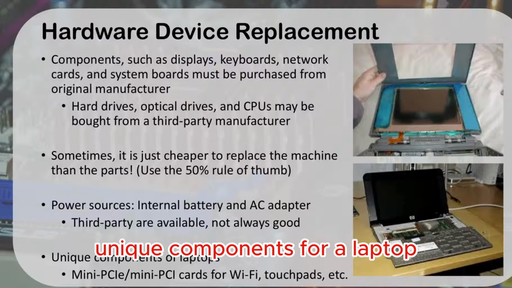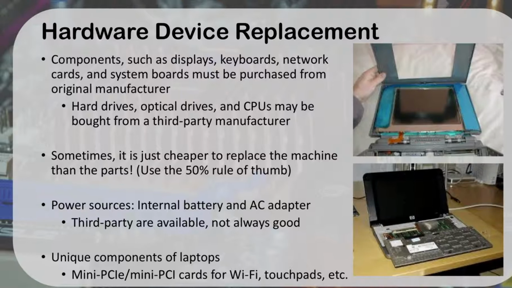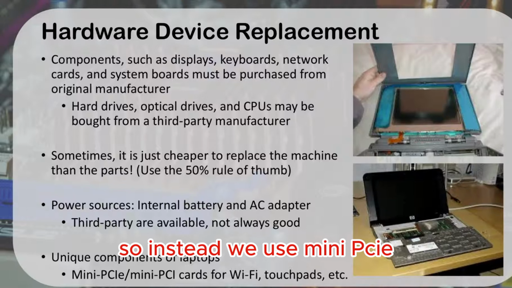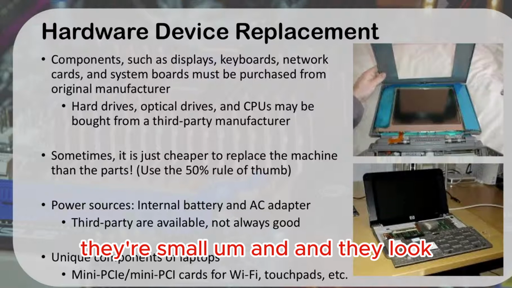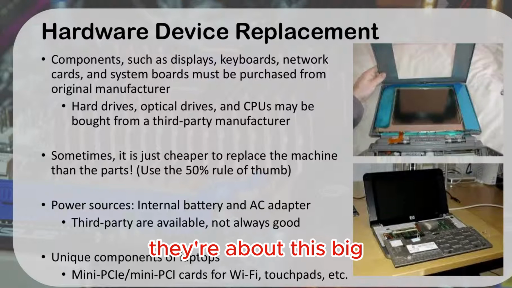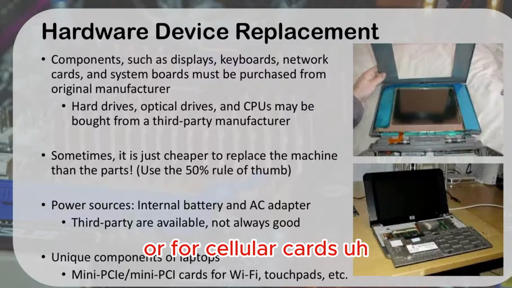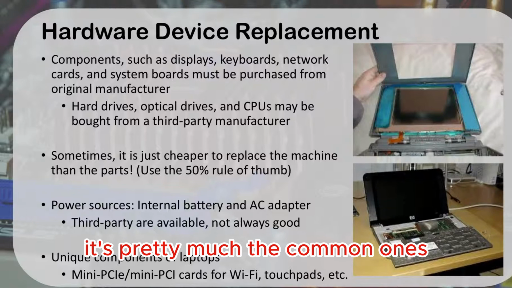Unique components for a laptop. We have a couple of unique components. As far as internal cards go, we can't fit PCIe cards in there. So instead we use mini PCIe. They're small, and they're about this big right here. Usually they're used for wireless cards or for cellular cards. It's pretty much the common ones.